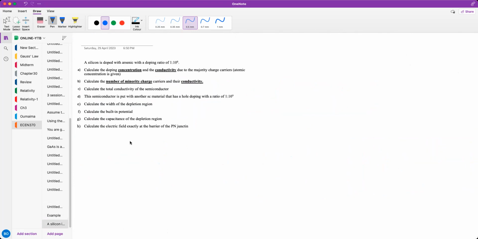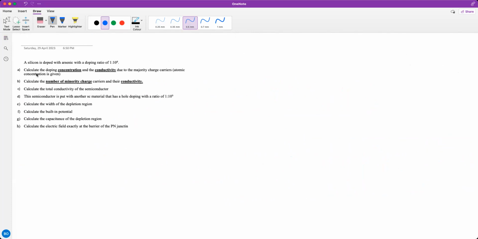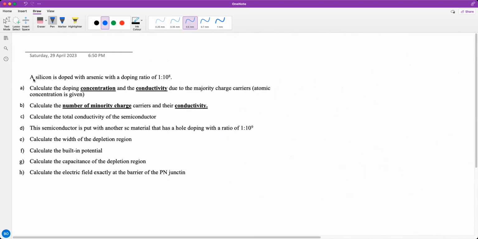This is also a typical question. I will not solve it, but you can take a screenshot or I will post it tonight. This is a typical question that we can solve in the review session.